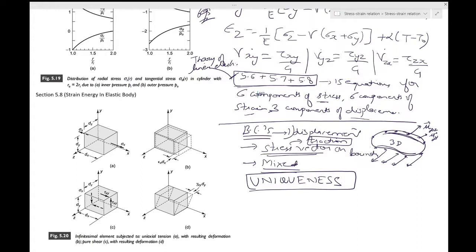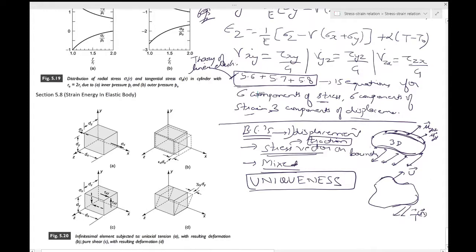And I'll repeat this part again. If you have a three-dimensional problem like this, you have a solid, you have a combination say of the displacement boundary conditions, you have the stress vector or the traction vector boundary conditions. Okay, I'll show it by Tn.